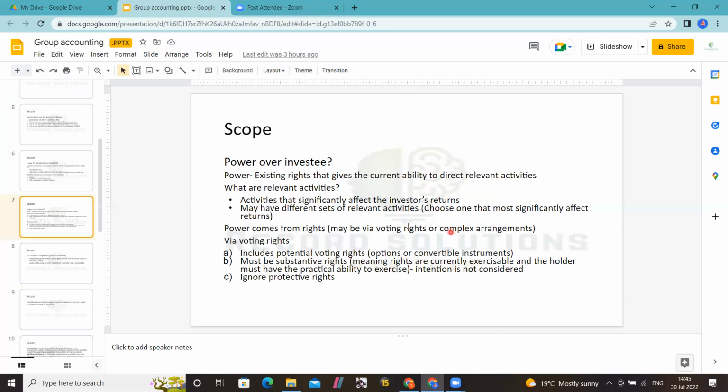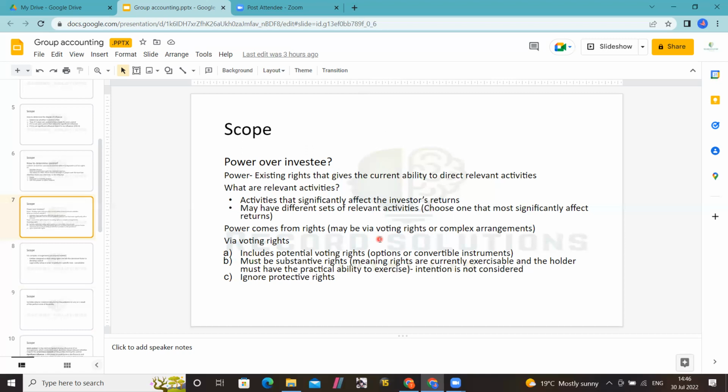Now we're going to go to this voting rights issue. So with voting rights, let's say they tell you that these relevant activities are directed via voting rights. The first thing is that they tell you that you have voting rights, and this includes potential voting rights. So what are potential voting rights? They are either options or convertible instruments. And what are options? Options basically are a right.